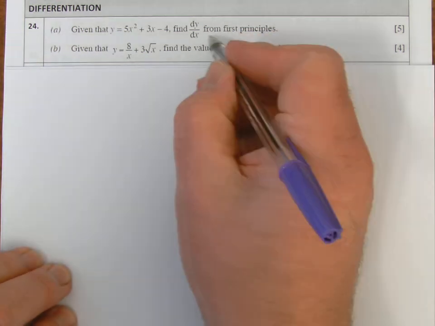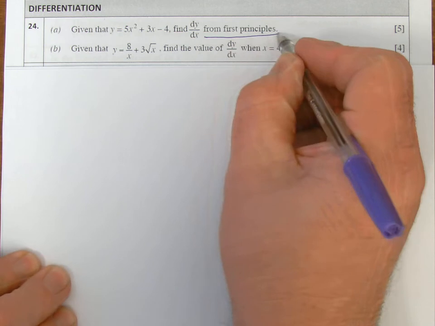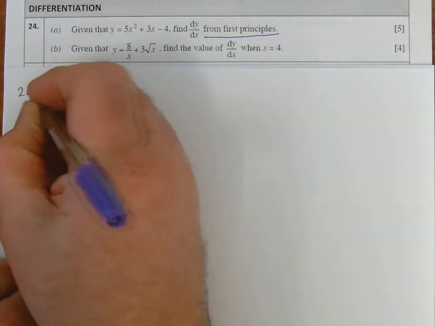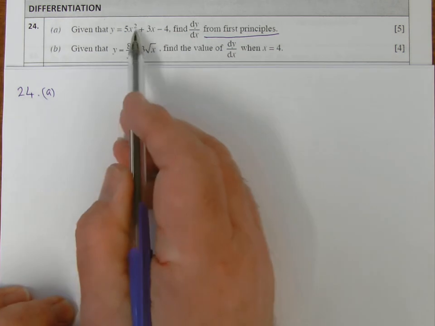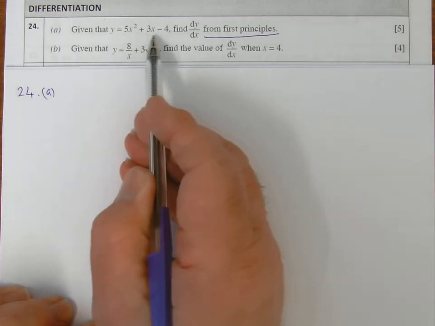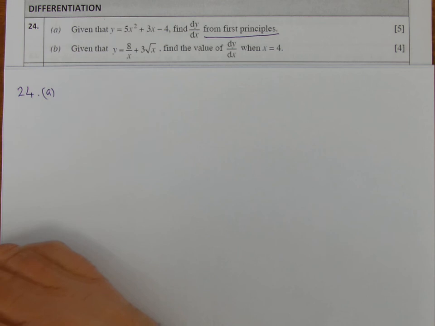Okay, so this one is differentiate. Part A is from first principles. I mean, we know what the answer is before we start it. You know, we know we've got to get 10x plus 3. Okay, but we have to derive that.